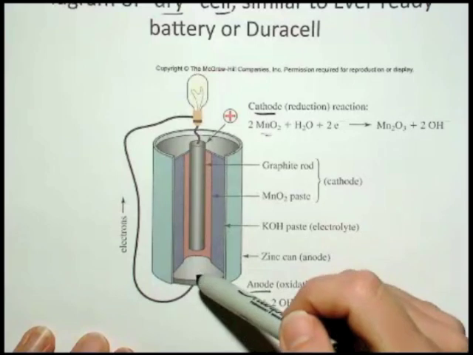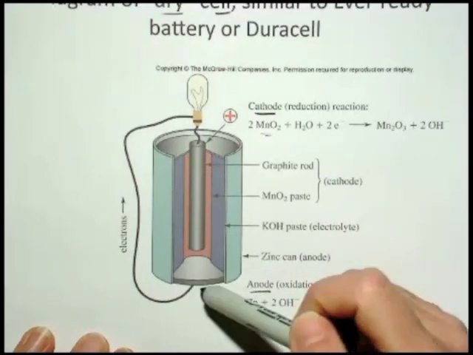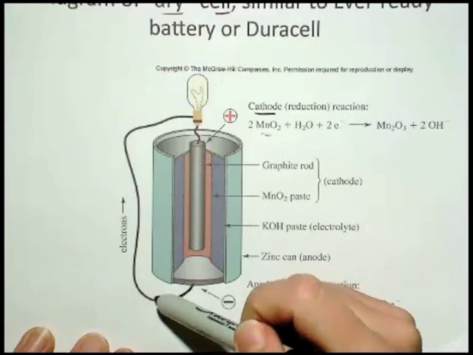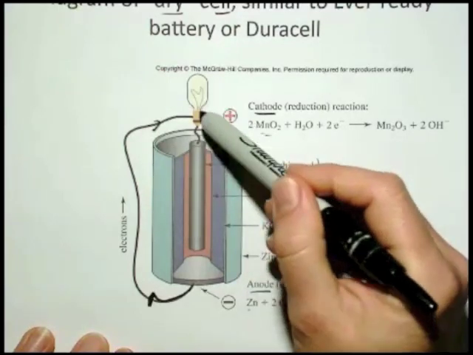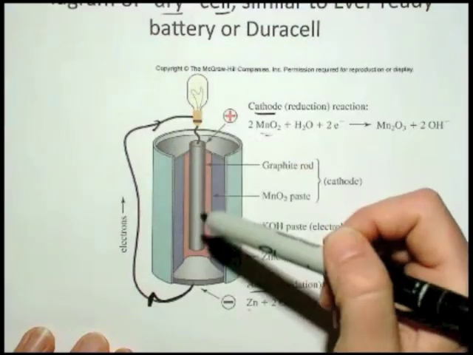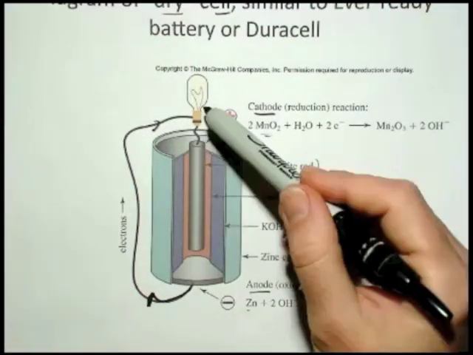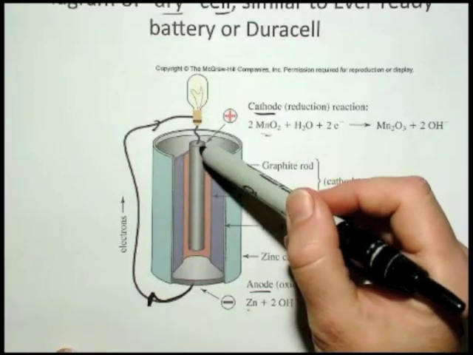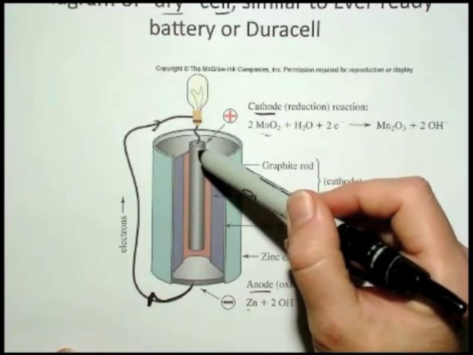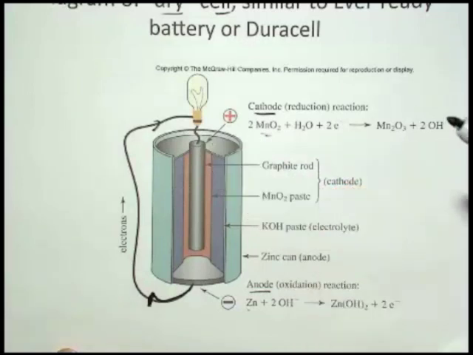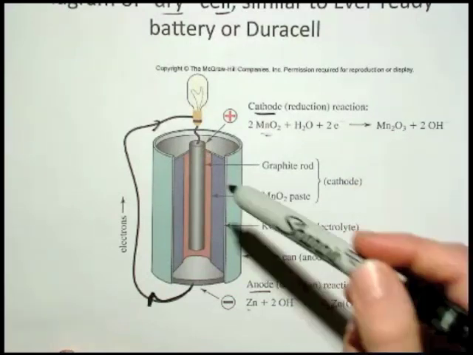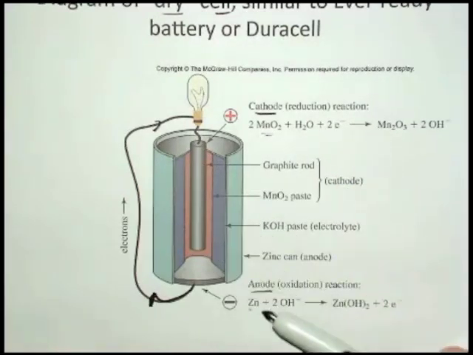So anyway, the electrons are produced at the zinc at the anode. They travel in this direction around. You put something in between the two ends of the battery to connect the circuit. In this case, they got a little light bulb, and then it's connected to this cathode, which is the graphite inert cathode.